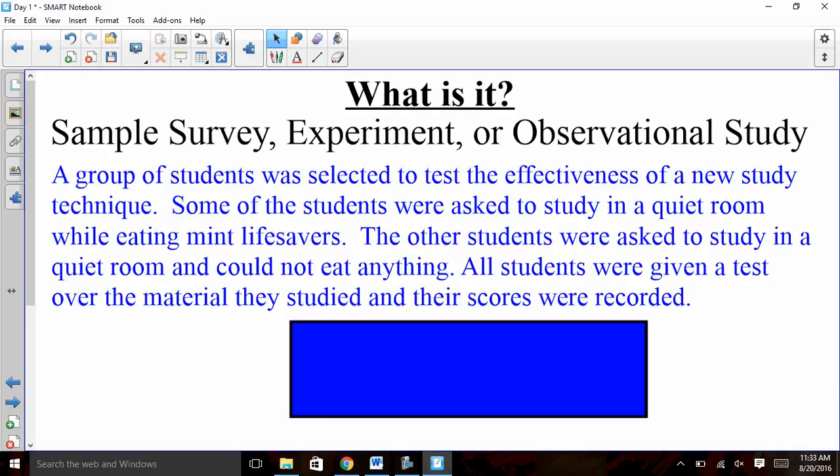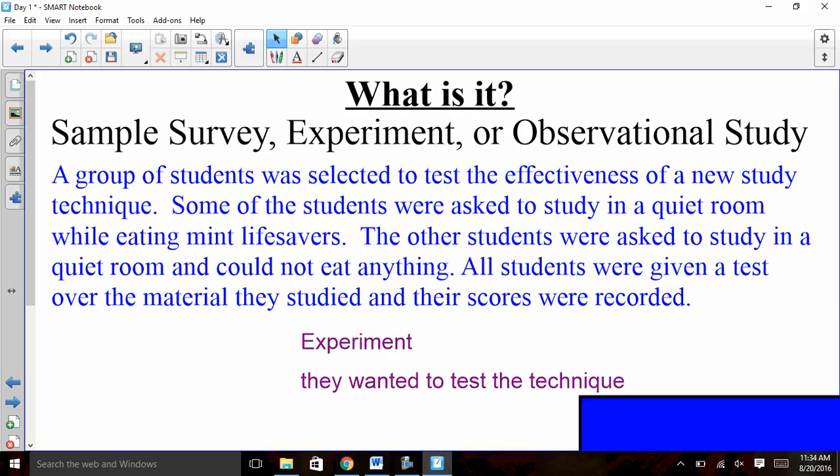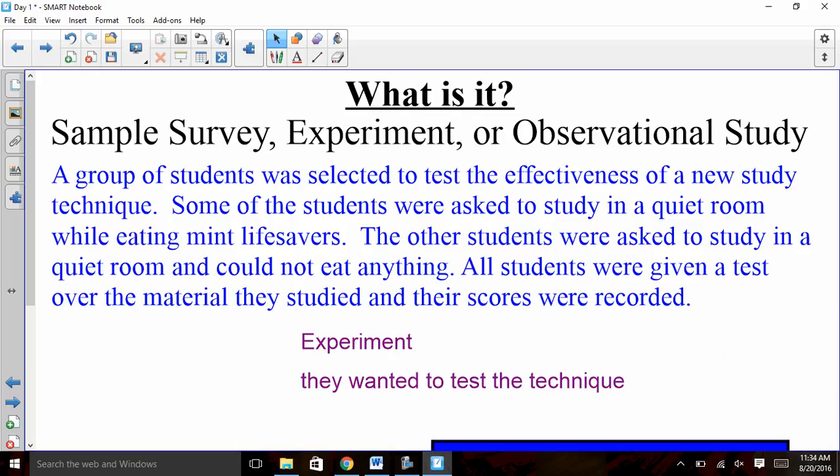All right, a group of students was selected to test the effectiveness of a new study technique. Some of the students were asked to study in a quiet room while eating mint-flavored Lifesavers, and others were asked to study in a quiet room without anything. All students were then given a test over the material they studied, and their scores were recorded. This one's an experiment. They wanted to prove something. They wanted to see whether or not people did better with the Lifesavers versus without.